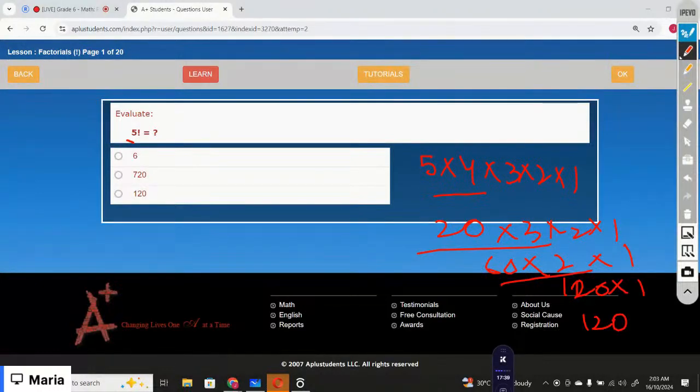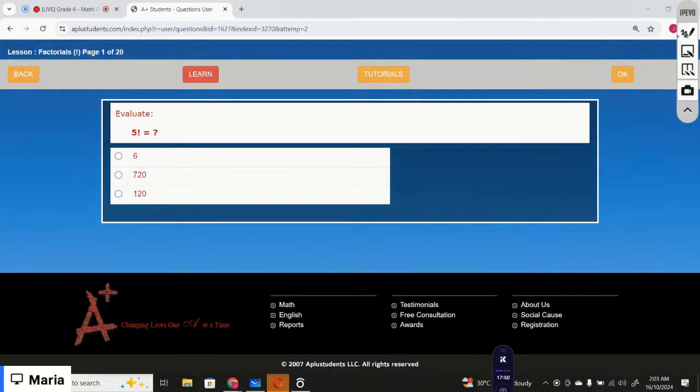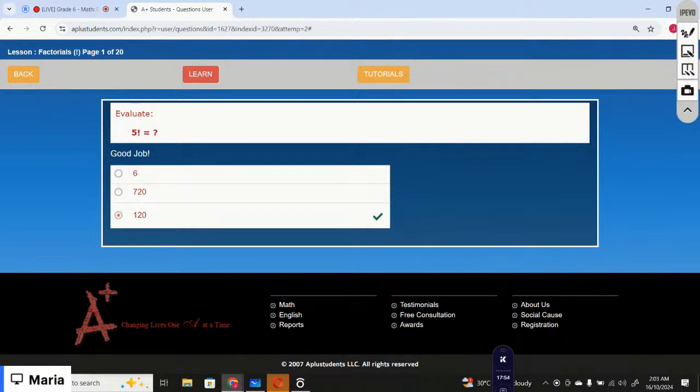So the correct option is option number 3. 5 factorial equals 120. Got it? The correct option is 5 factorial, that is 120.